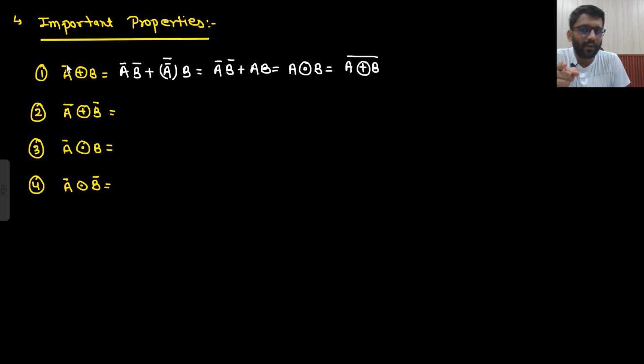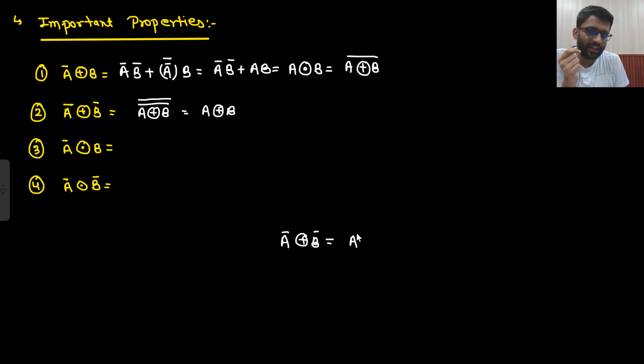So if there is bar on one, then the whole bar can be taken. Then there is bar on the other one, then another whole bar will be taken. So the 2 bars will cancel out each other. So A XNOR B only. You can solve it as well. A bar XNOR B bar. So first as it is, bar of the second one plus bar of the first one, that would be A only, second as it is. This is A XNOR B only.